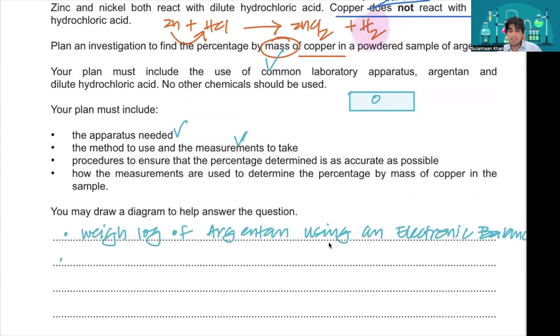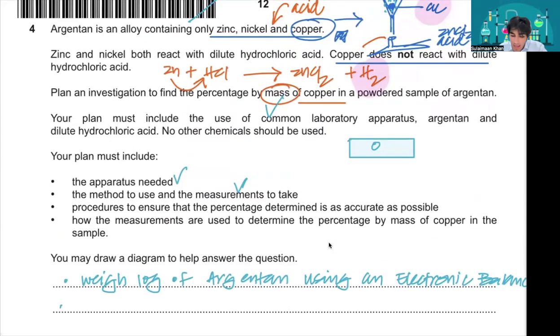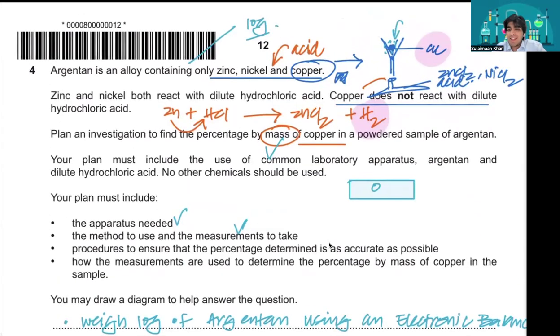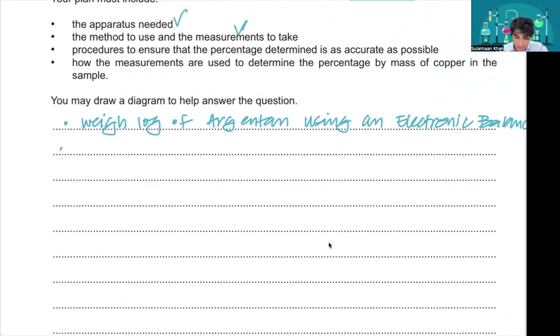Shabana is saying it's a very beautiful question. Shabana, you realize that it's already in powdered form. If it wasn't in powdered form, you would have crushed it, using a pestle and a mortar. But it's in powdered form, so I don't need to crush it. Weigh 10 grams of argentan using an electronic balance.